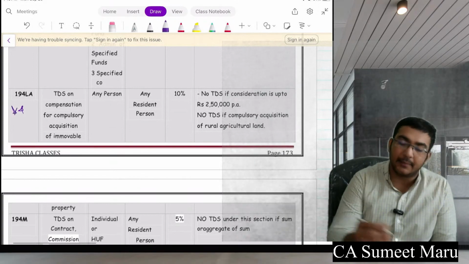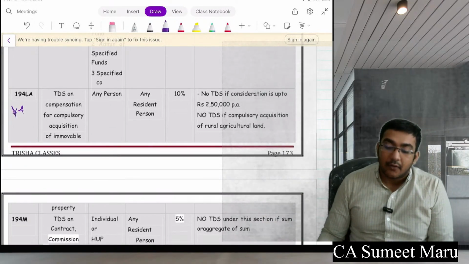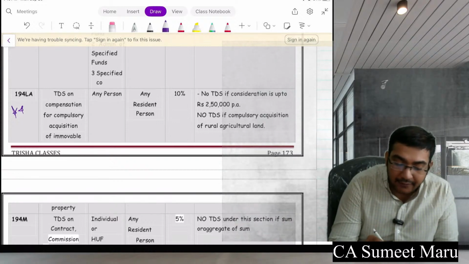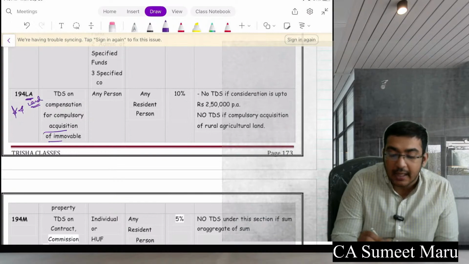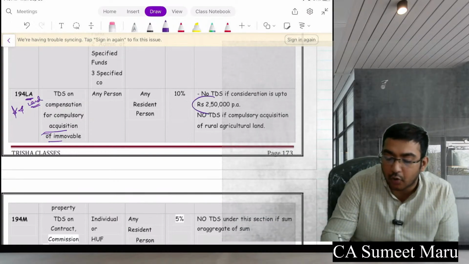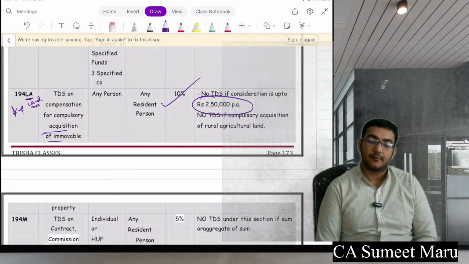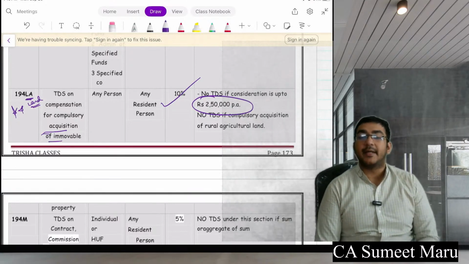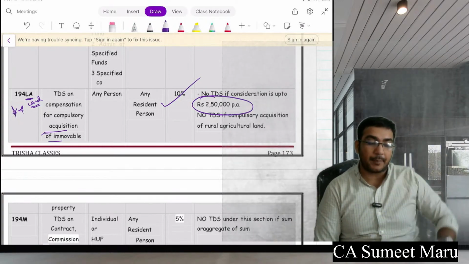From here the new sections start. This section just started coming 2-3 years back. 194LA, whenever there is compulsory acquisition of land, LA you can remember as land, and if your compensation is above 2.5 lakh, 10% TDS will be done by them. But remember, this TDS will be done on payment basis, not on credit basis. Remember the 5 situations where TDS is done on payment, not on credit.